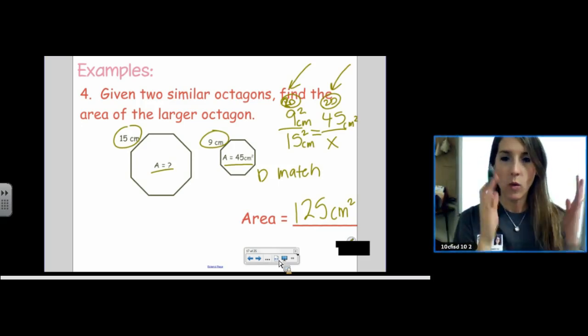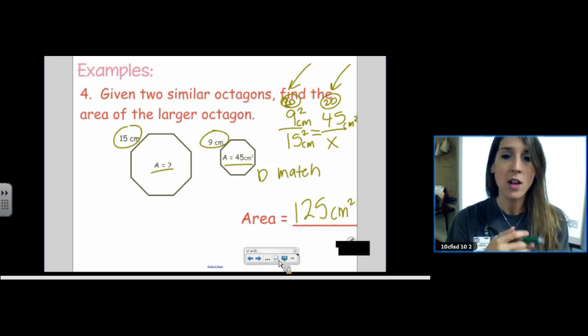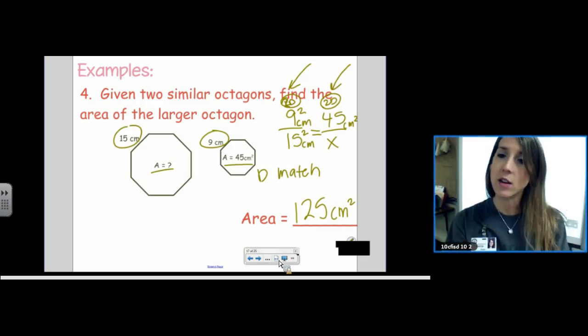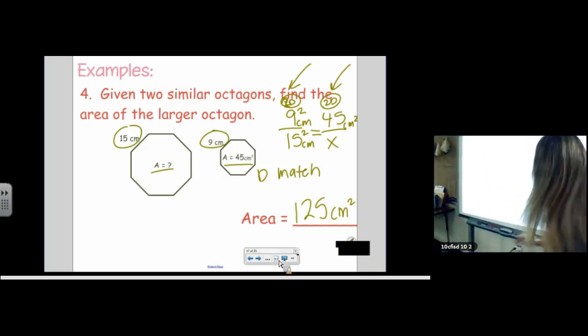Oh my goodness, one of that side is in centimeters and that side is in centimeters squared, and those don't go together. So if you have a habit of writing your units, you can see automatically that you're not allowed to cross multiply yet until you square.